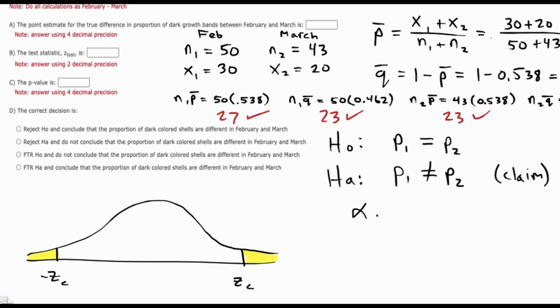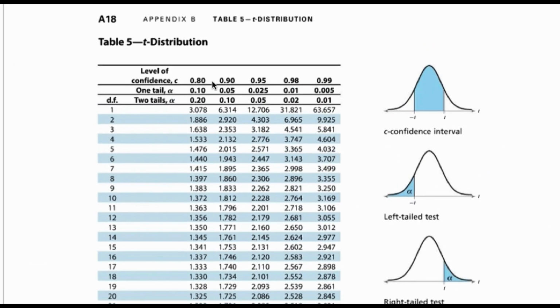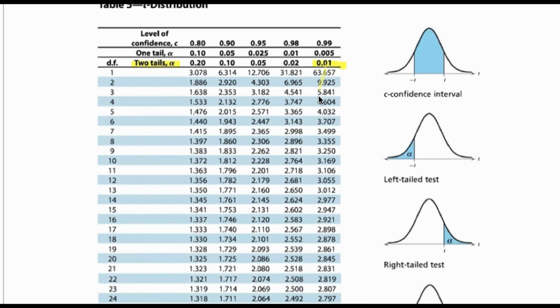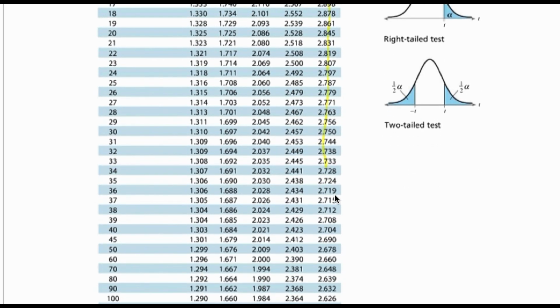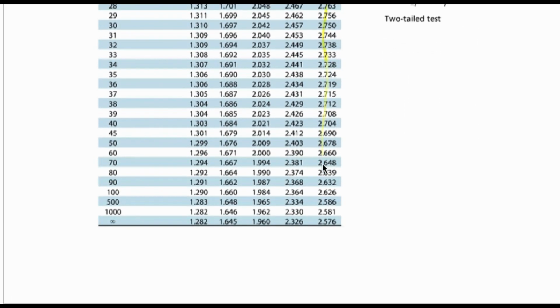And we want to use an alpha of 0.01, so let's go to the tables and find the ZCs that go with that. If we look up a two-tailed test where alpha is 0.01, we can go all the way to the bottom of the T table and this is the z-score that we're looking for. The cutoff will be 2.576.